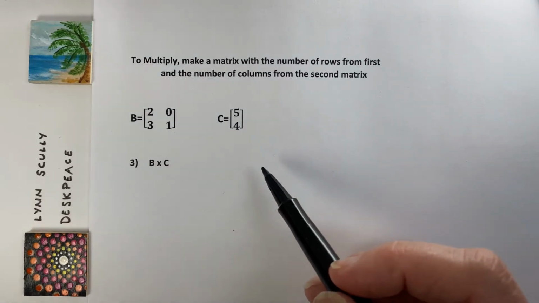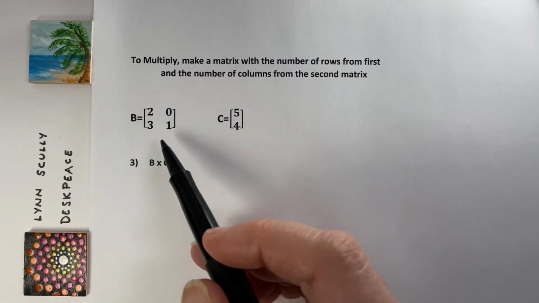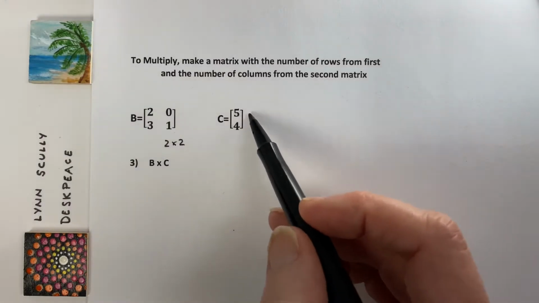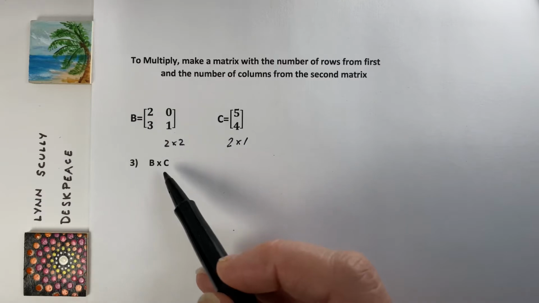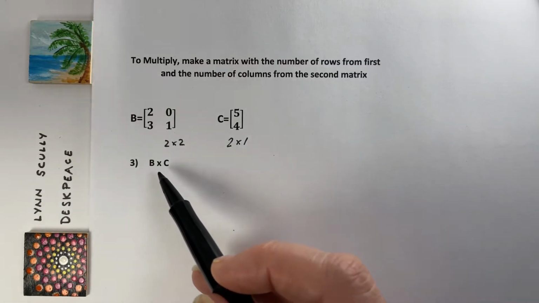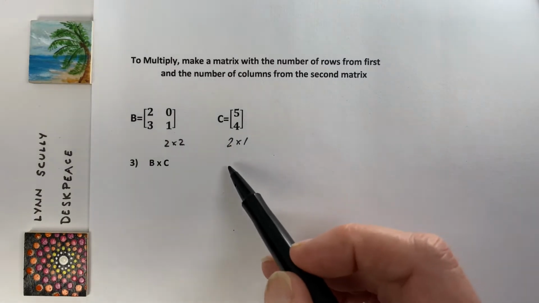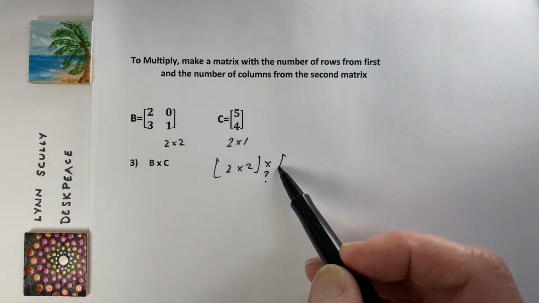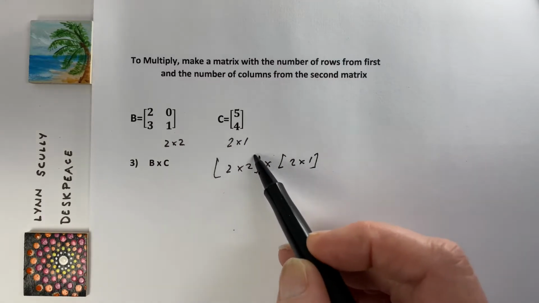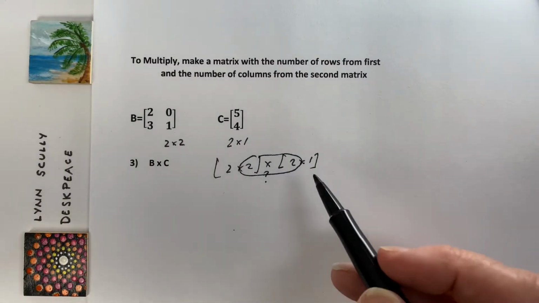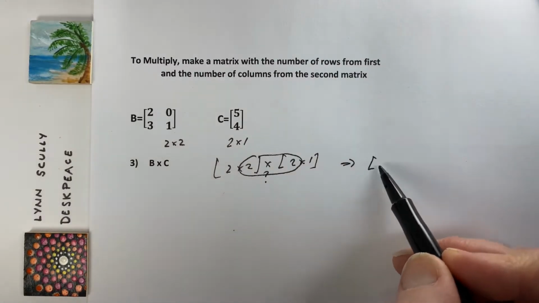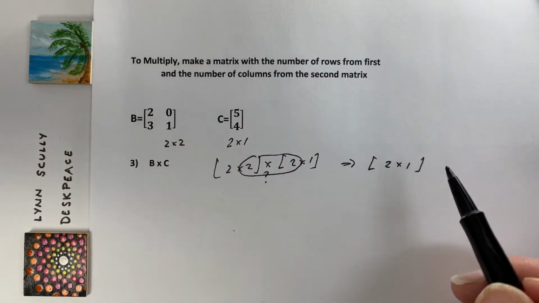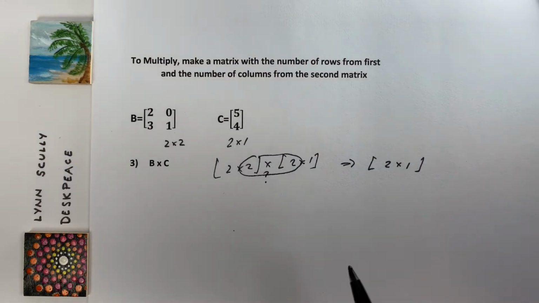So now I'm going to investigate. Here's matrix B, which is a 2 by 2. Here's matrix C, which is a 2 by 1. I want to multiply matrix B by matrix C. First, I have to investigate 2 by 2 times 2 by 1. These guys match, yes. So my resultant matrix is going to be a 2 by 1. Then, usually when I have to do matrix multiplication, I do this.